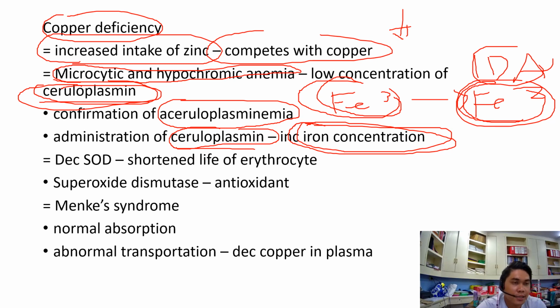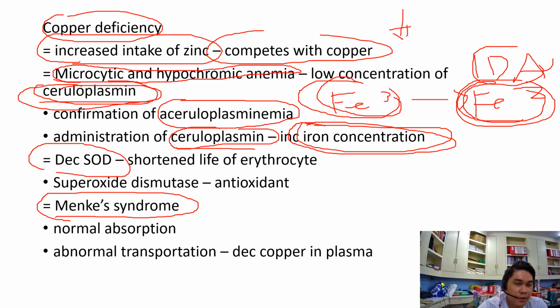Next is decreased SOD, or superoxide dismutase. The cofactor of superoxide dismutase is copper, and superoxide dismutase is an antioxidant. So if there's decreased activity of SOD, you have a shortened lifespan of erythrocytes. The erythrocyte hemolyzes early or is easily oxidized, so there is early damage or destruction of red blood cells. Next, a disease associated with copper deficiency is Menkes syndrome.